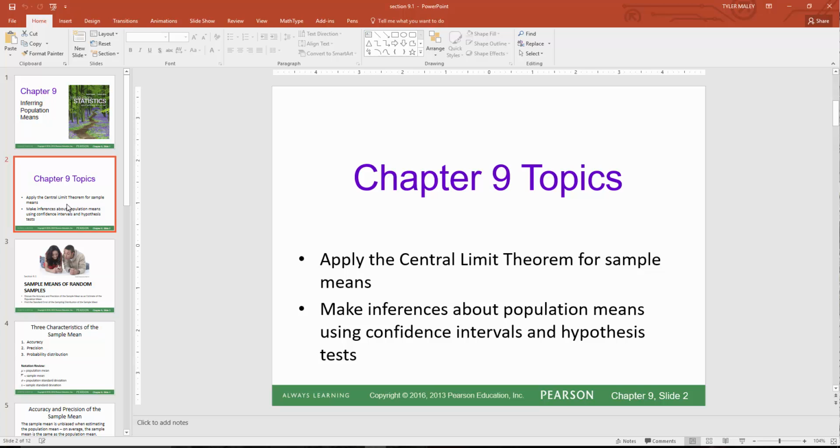Some big topics we're going to look at in chapter 9 are being able to apply the central limit theorem for sample means, and also being able to make inferences about population means using confidence intervals and hypothesis tests. So we're doing similar things to chapter 8, but with population means now.